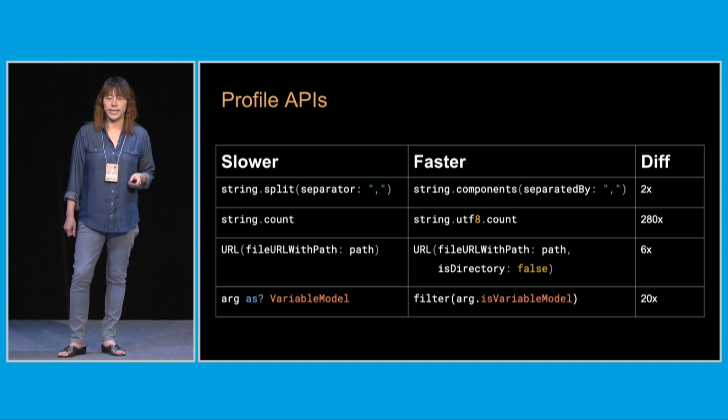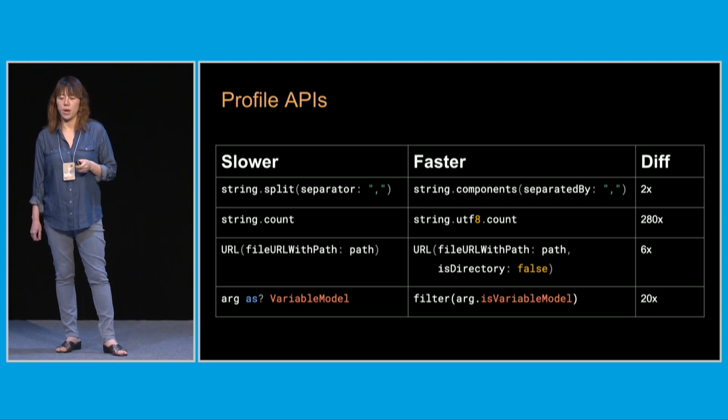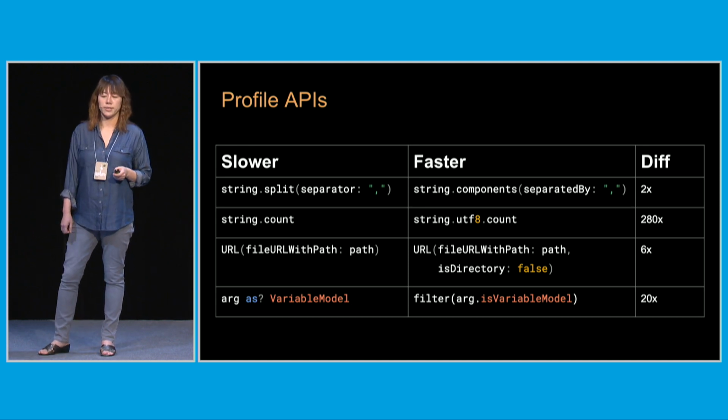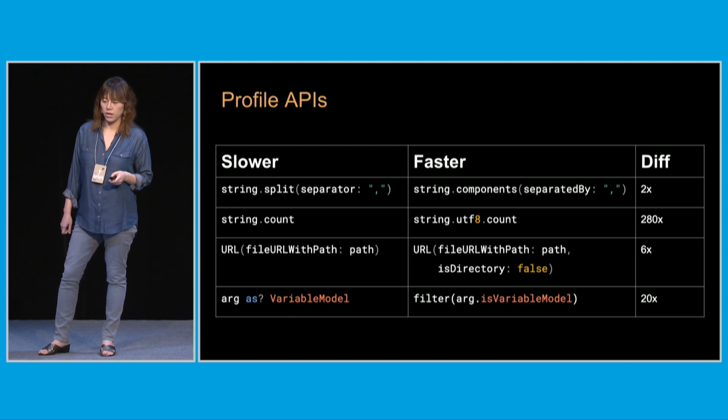Benchmarking equivalent functions can sometimes yield surprising results. We found that some functions are slower than others in the standard library. And by replacing them with faster ones, we gained up to 300 times speed up. For example, the string split function takes about twice as long as components separated by.